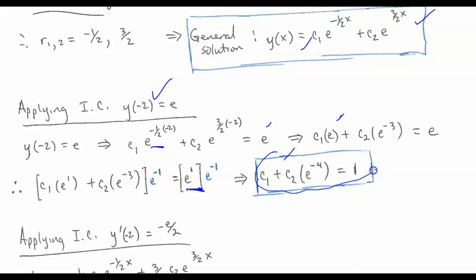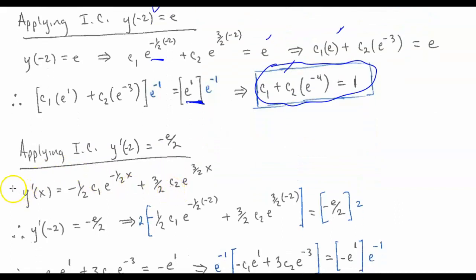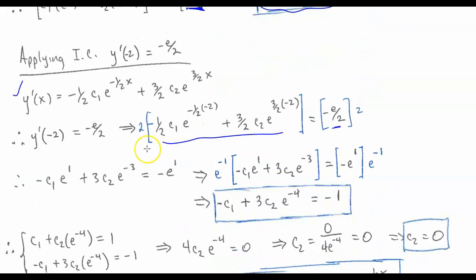So this is one equation with two unknowns. We need another equation. And of course, we're going to get that from taking the derivative of this function here. So I'll go ahead and take the derivative of my general solution y of x, and then let x equal 2, let y prime equal -e divided by 2. So you see that I do that here. And then to get rid of this fraction here, I decide to multiply both sides by a 2. Okay. So I do that. I get this result here.